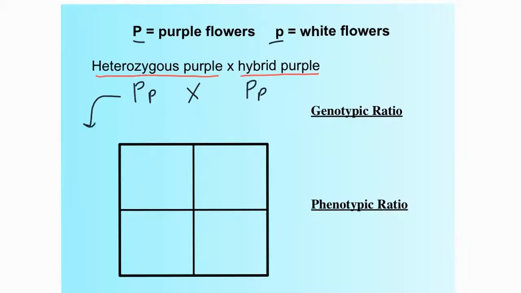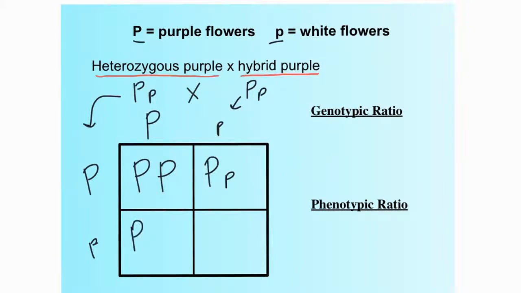Like usual, we're going to put their alleles, one on the side and one on the top. So we're going to put a big P, little p, there on the side. And on the top, we'll put this guy's one big P, one little p. And then it's just fill in the boxes. This top left box, big P, big P. This box here on the top right, big P from the right, little p from the top. This box on the bottom left, big P from the top, little p from the side. And this box here in the bottom right, going to be little p, little p.